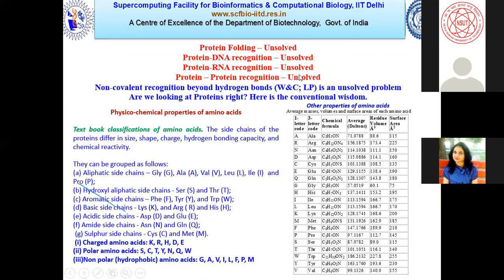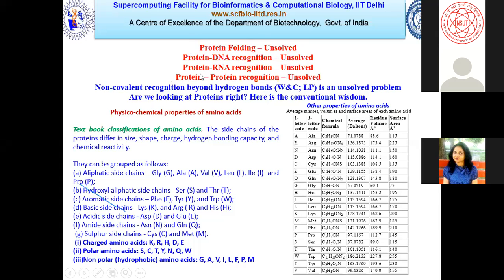Now, ask one simple question. If you say protein folding, well, it's unsolved. Protein DNA recognition, which is involved in, remember, gene expression, because whatever DNA does, it just codes, it has the information. Who is expressing the information? It's a protein which is facilitating expression of the information contained on the DNA, right? So that's DNA recognition. It's an unsolved problem. Protein RNA, unsolved. Protein, unsolved.